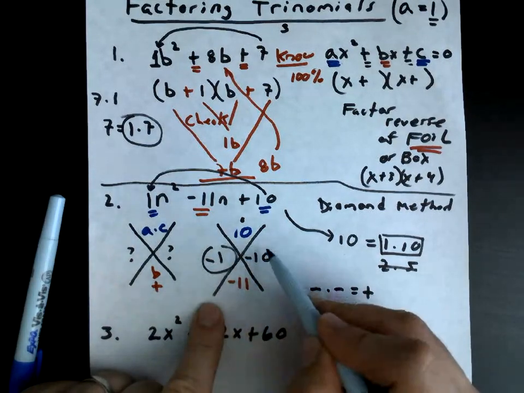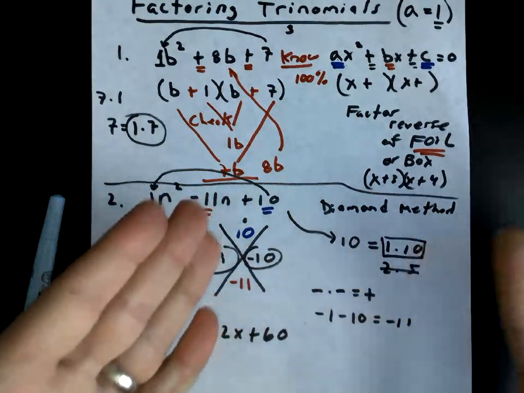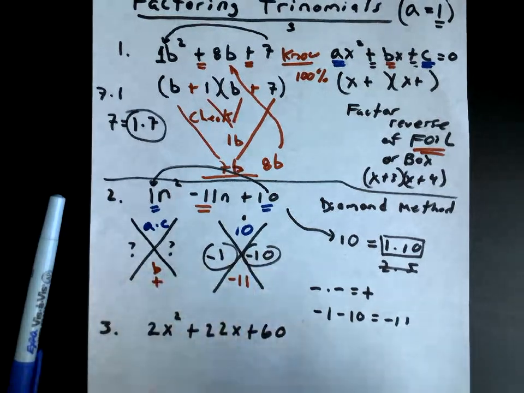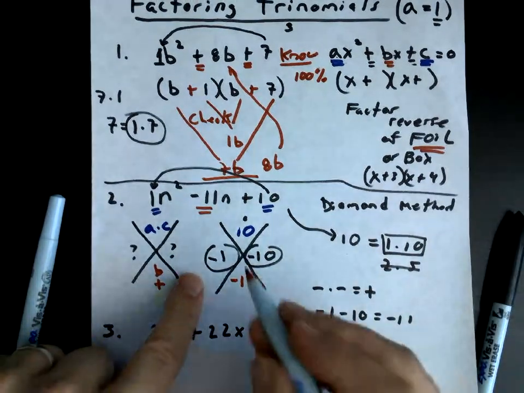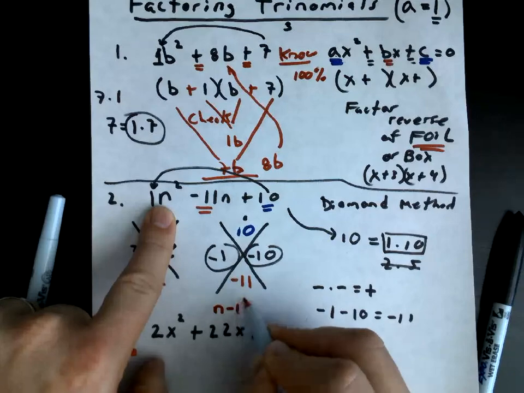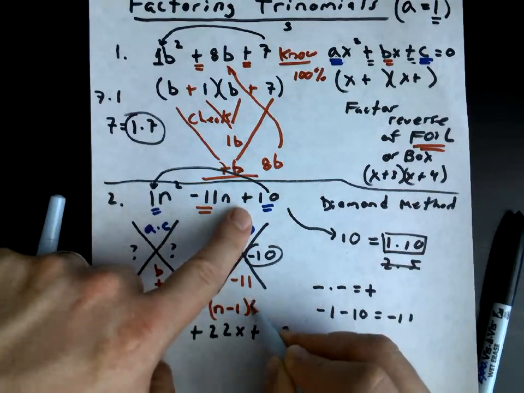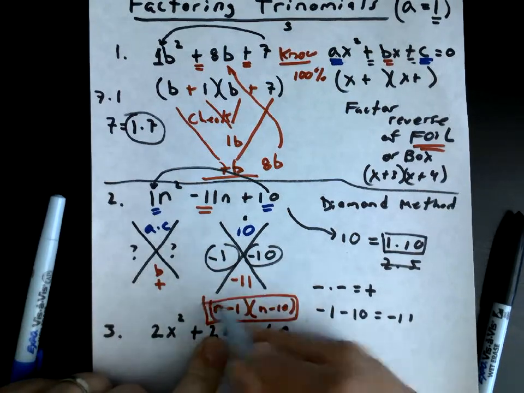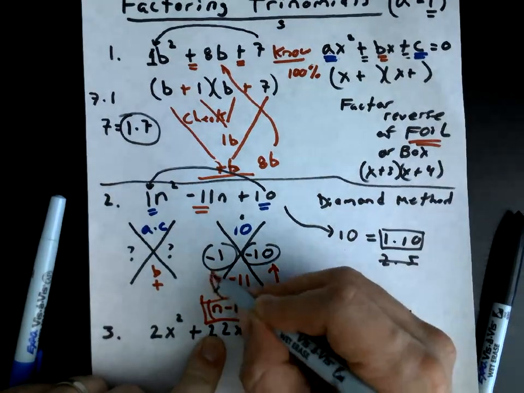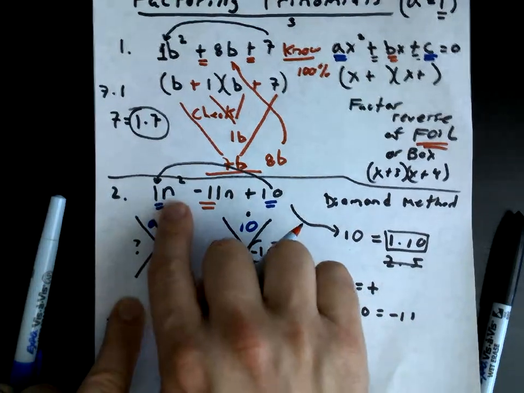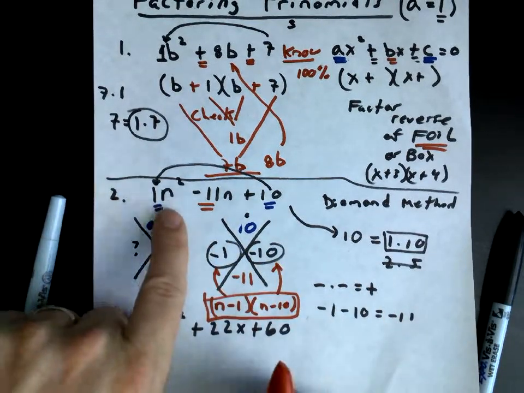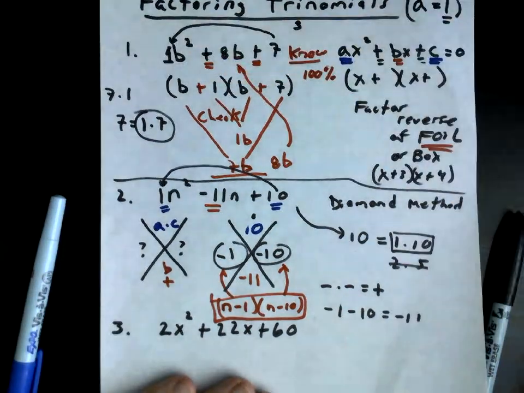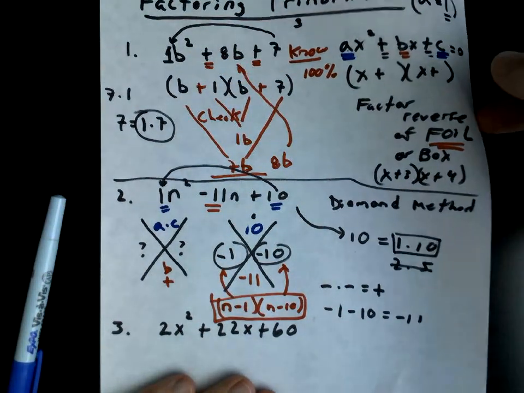So this and this are your factors, but we don't want to leave them this way. We want to put them as n minus 1 and n minus 10. Do you see where those come from? You want to make sure that the signs come with it, with the n in charge. And this could be an x, doesn't matter. In this case it was a b. So that's how you would factor something like that.